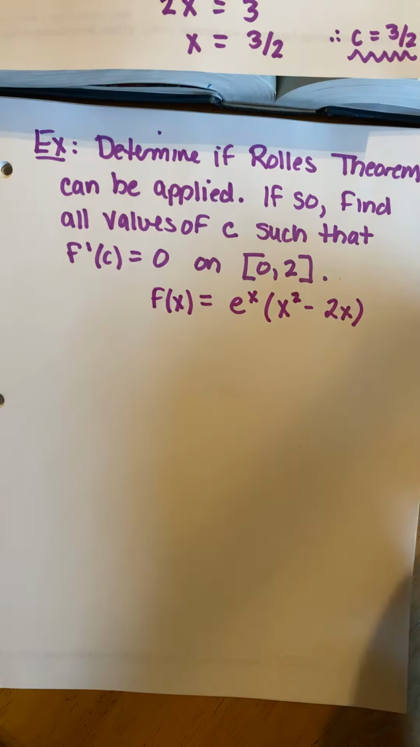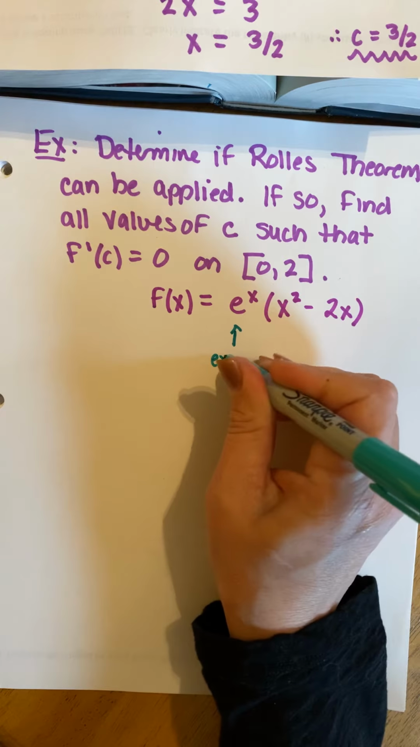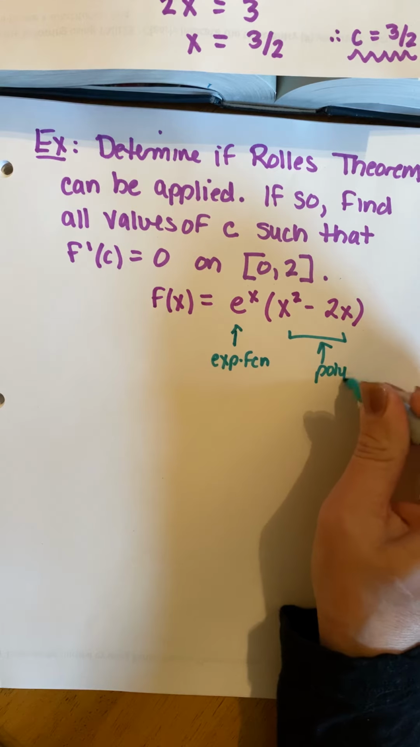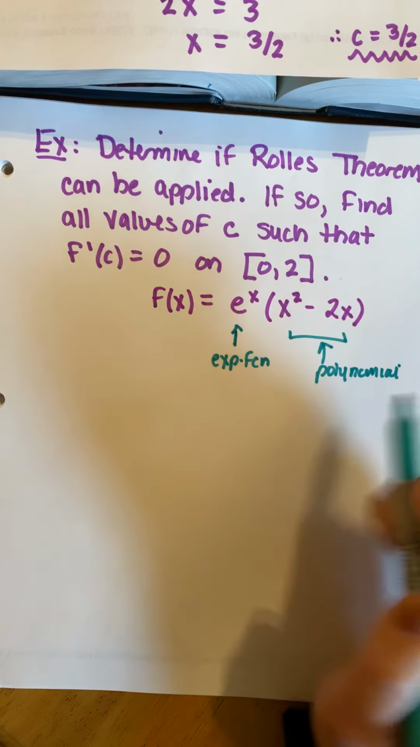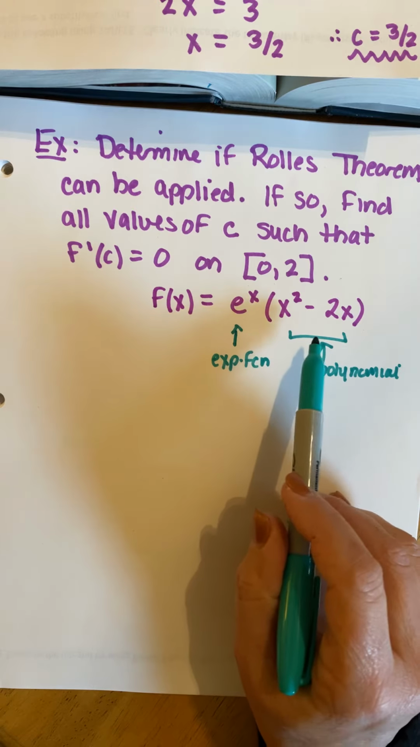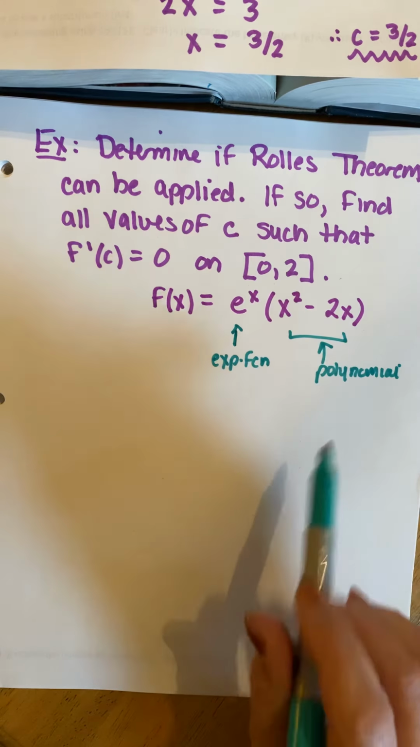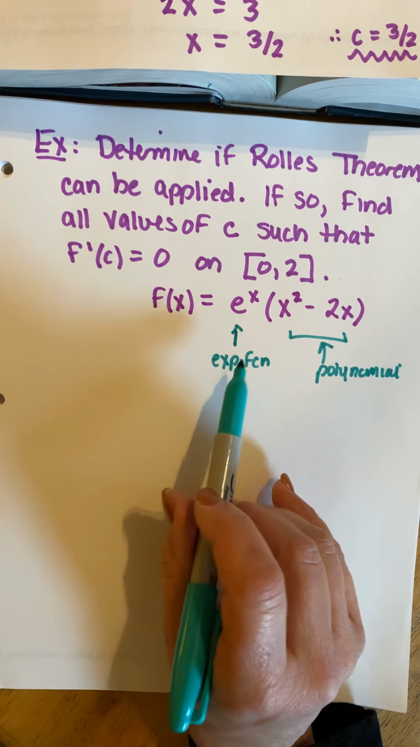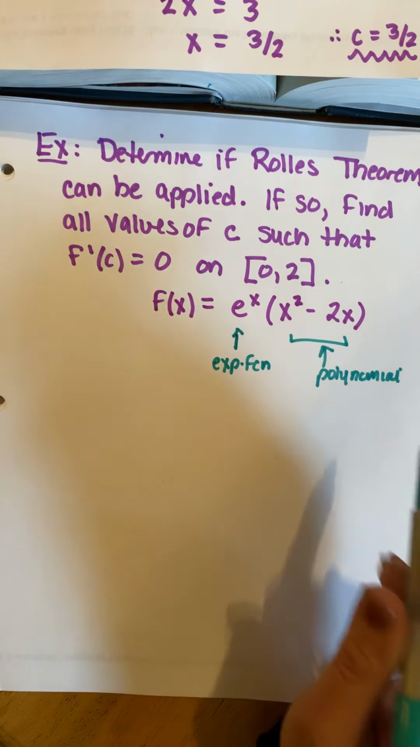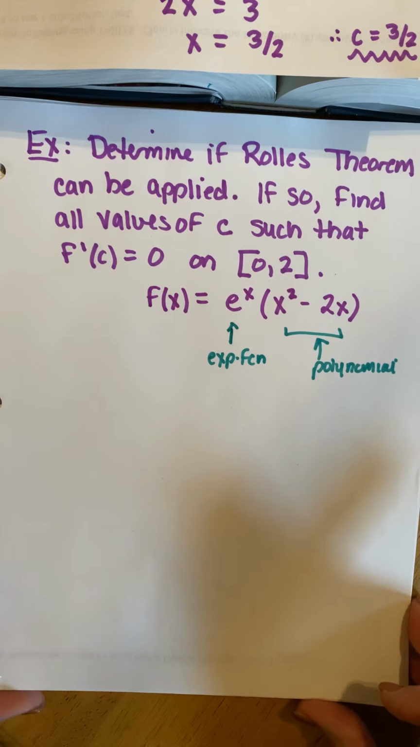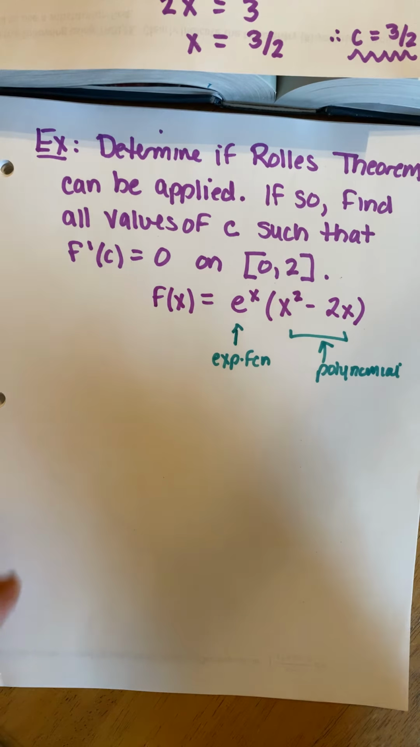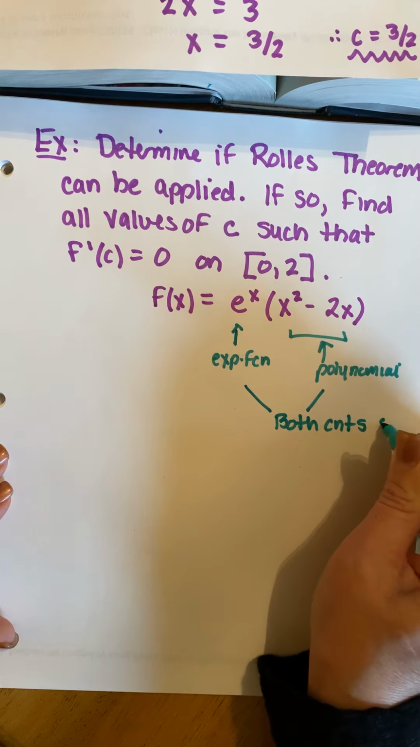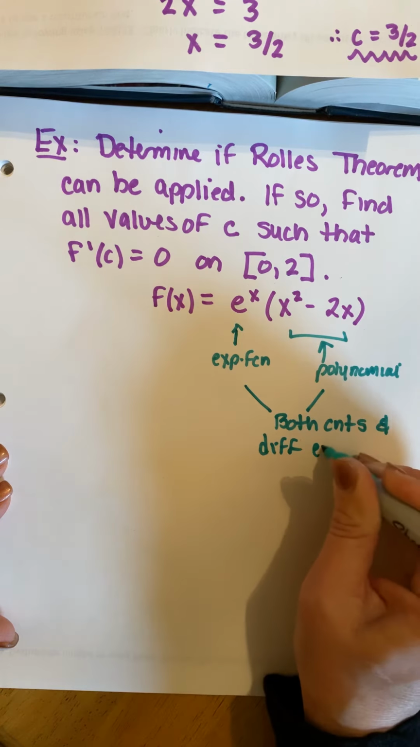All right, so what we have going on here, we have an exponential function, and we have a polynomial. We know polynomials behave nicely on any interval, so we know that this is continuous and differentiable on 0 to 2. But likewise, if you go back and revisit our sections on continuity and differentiability, e to the x is continuous and differentiable. So seeing these are both continuous and differentiable, the product of continuous and differentiable functions is also continuous and differentiable. So both continuous and differentiable everywhere.